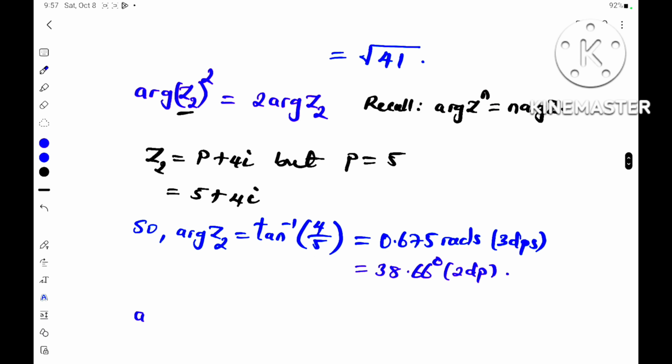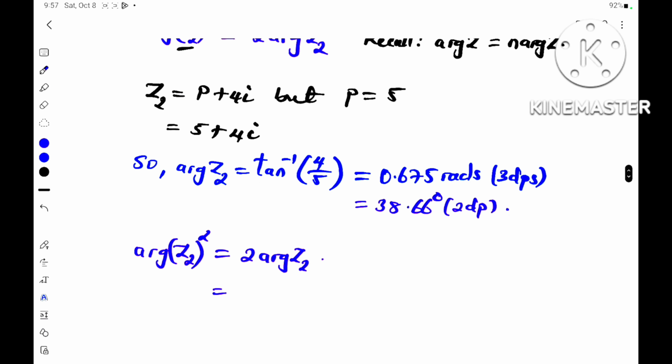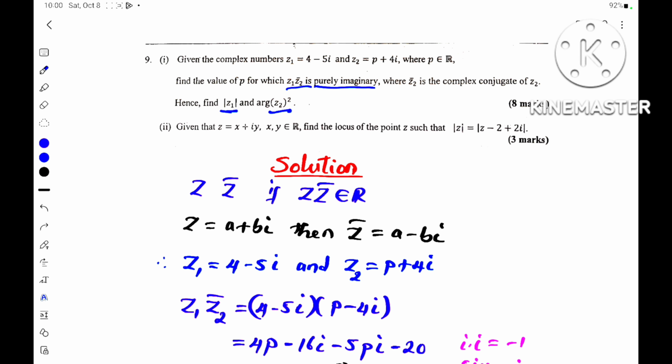Therefore, the argument of z2 all squared is equal to 2 times the argument of z2, which is equal to 2 times 0.675 radians. And this is equal to 1.35 radians.